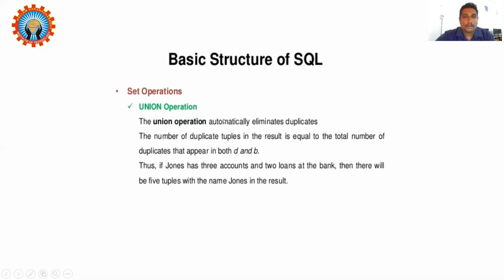Okay, next, starting with the set operator called union operation. The union operation automatically eliminates duplicates. If we want to add duplicates, we use the keyword all. Okay, the number of duplicate tuples in the result is equal to the total number of duplicates that appear in both relations. Thus, if Jones has three accounts and two loans at a bank, then there will automatically be five tuples with the name Jones in the result, because the A relation consists of three accounts and the B relation consists of two loans. If you are saying union, it retrieves these 3 plus 2, total 5 related tuples.